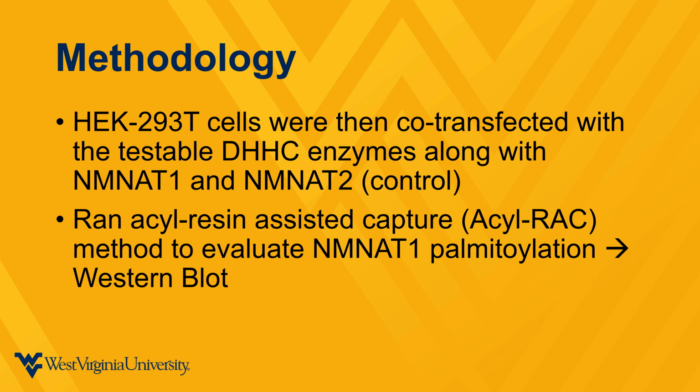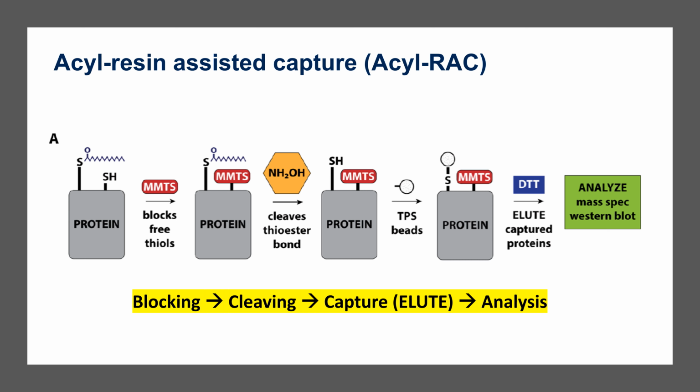Now we're going to assess this palmitoylation. We're going to run acyl-resin assisted capture, which is more informally known as Acyl-RAC, and it's a method to evaluate NMNAT1 palmitoylation. And then from here, we're going to be running a Western blot to see these proteins. Now here I want to go into a little more detail about the method behind how Acyl-RAC captures our palmitoylated proteins. So remember back when I talked about palmitoylation, that this only occurs on cysteines.